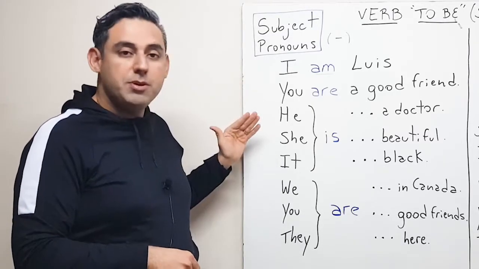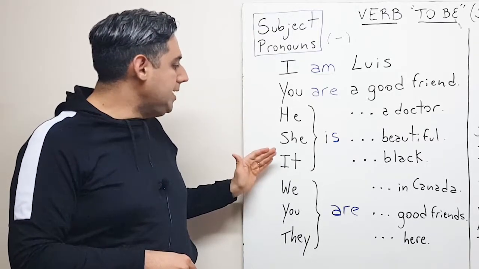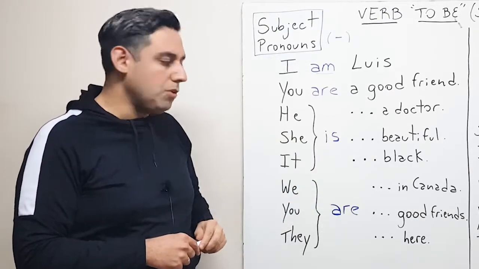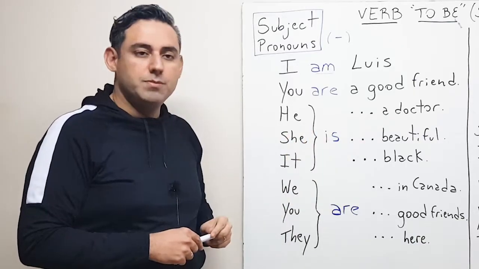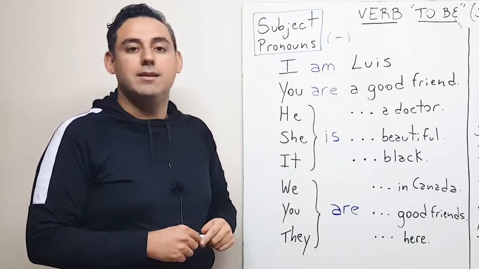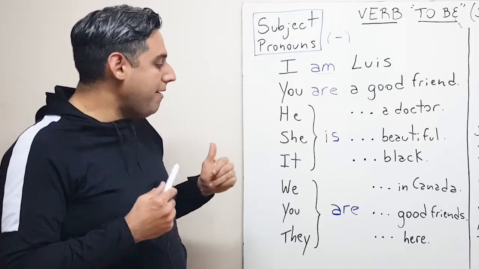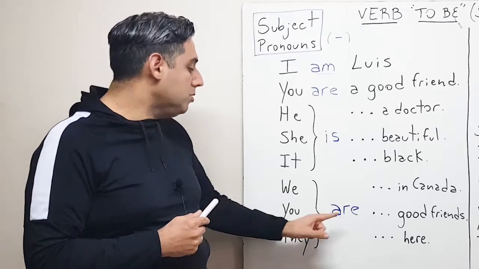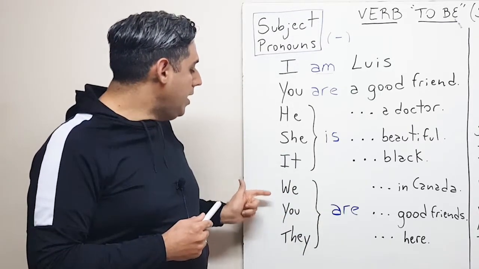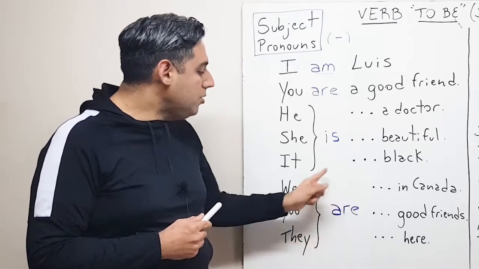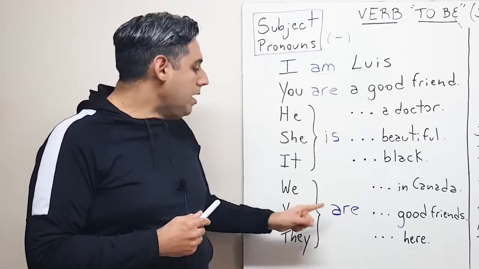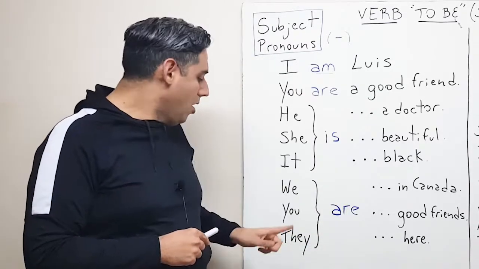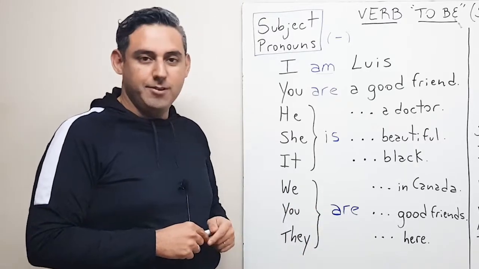But with the third person singular, he, she, and it, I use the form is. He is a doctor. She is beautiful, or it is black. So for the first, second, and third person plural, the verb form is also are. So you, we, and they are used with the verb form are. So we are in Canada, or you are good friends, or they are here.